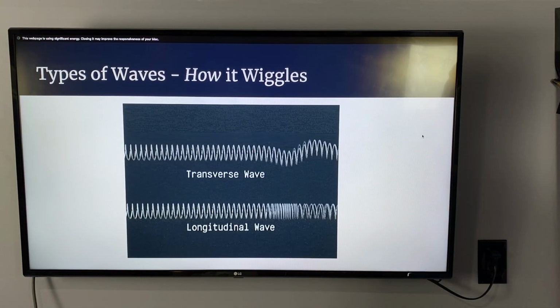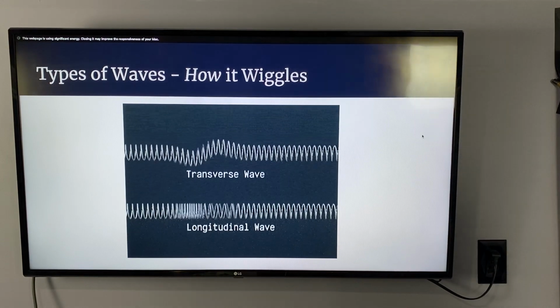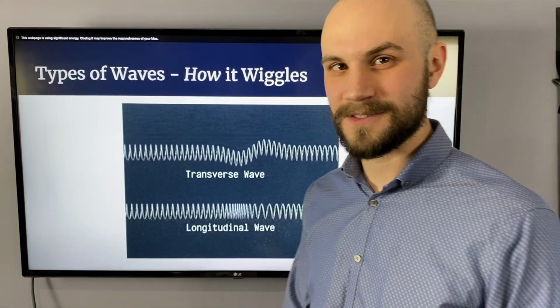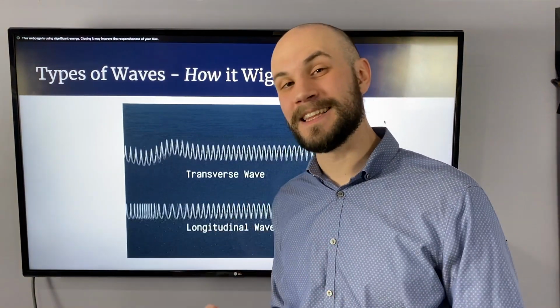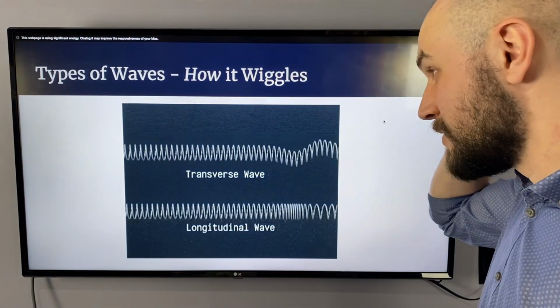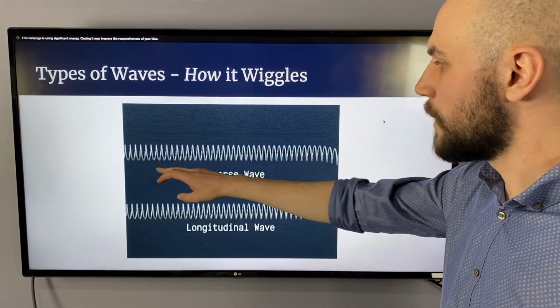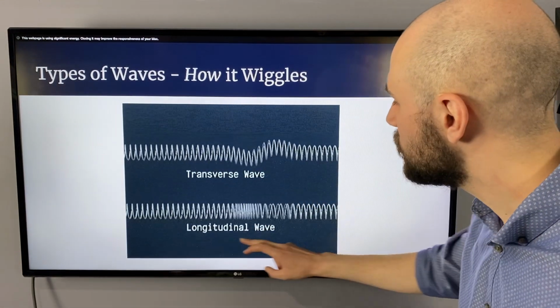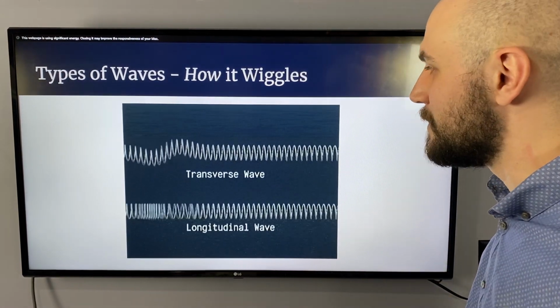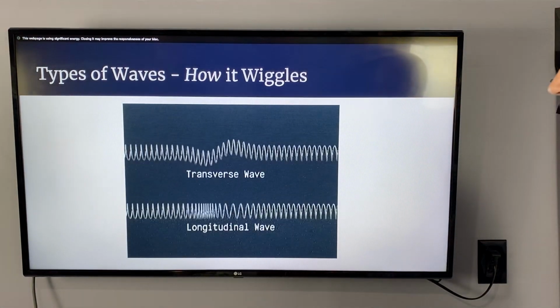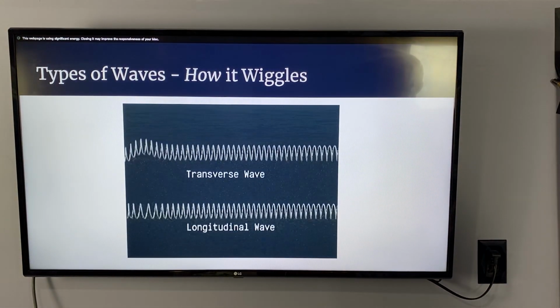The next thing I want to discuss are the types of waves. And the types of waves discuss how the wave actually wiggles. How is it actually oscillating that wave? So there are two types of waves that I want you to know. There are transverse waves and longitudinal waves. Before I discuss the definition of these two, just take a close look and see what the difference is between these types of waves.